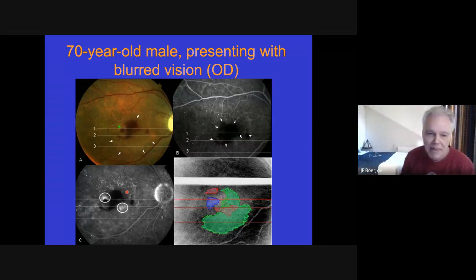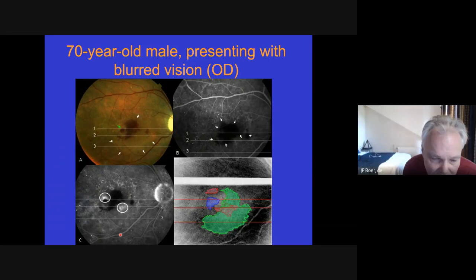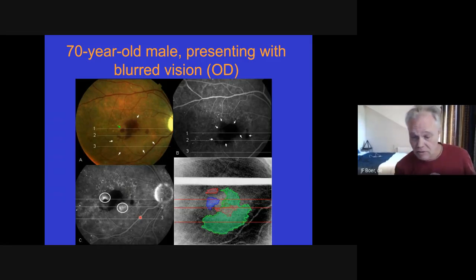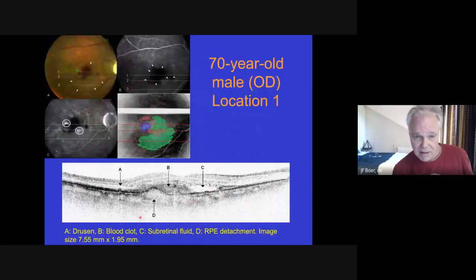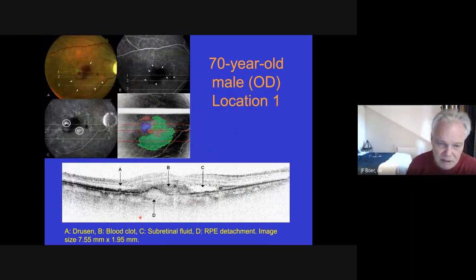Sorry about that. So here we have leakage of that dye out of the blood vessels, and that's a clear indication that there's something wrong with this patient. What you can see now is three lines, line 1, line 2, and line 3. These are areas where we took an OCT cross-section, and then we can take a look at what's wrong with that retina.